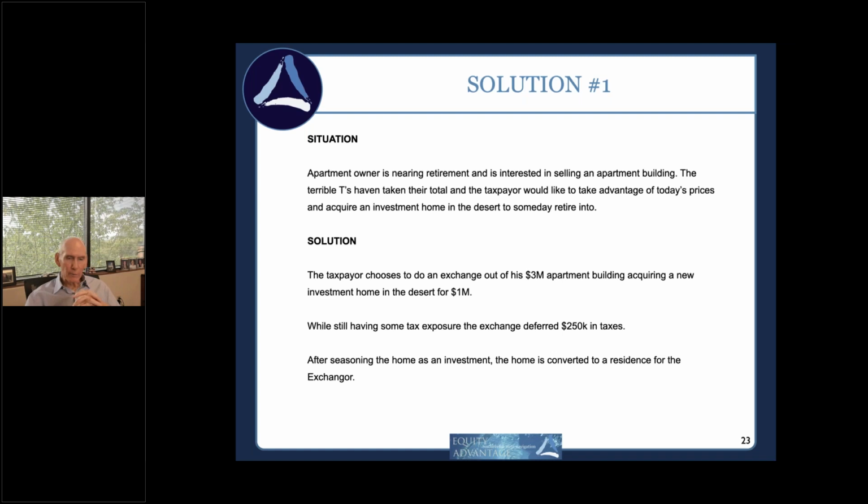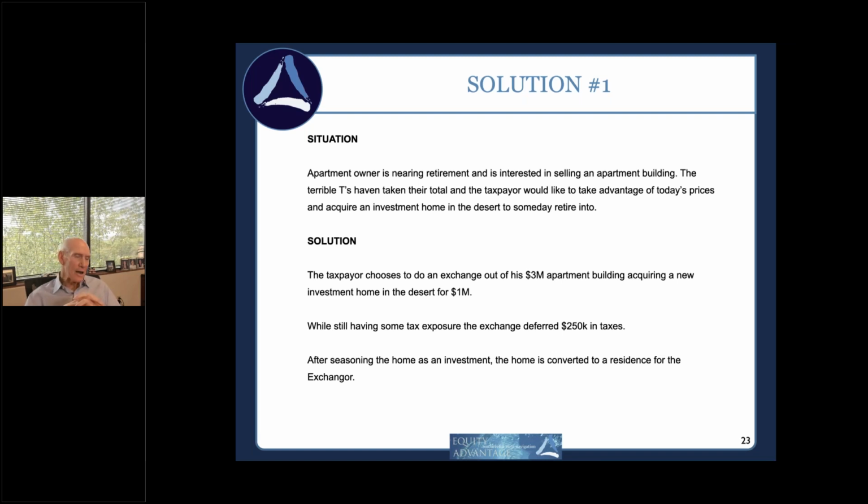But they still were able to defer the tax on $750,000 in gain. The basis on the relinquished property was $250,000. They spent $1 million on the replacement. So every dollar you spend over your basis represents tax deferred gain. They went from the $250,000 up to $1 million, deferring tax on $750,000 and saving $250,000 in tax.